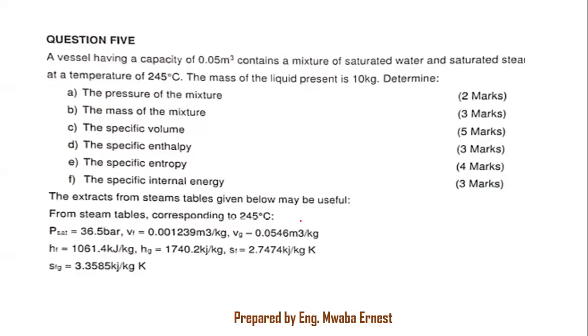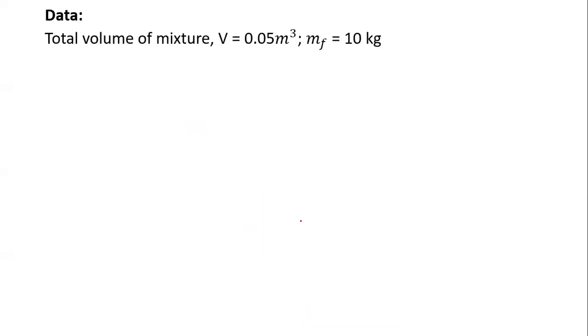Now, with this information, let's get to work. The data: we are told the total volume of the mixture is 0.05, and the mass for the liquid is 10 kg. Then we proceed. We also need to find the pressure of the mixture.